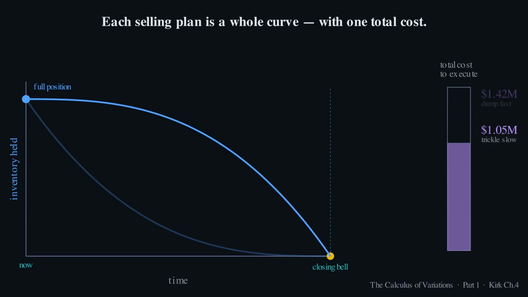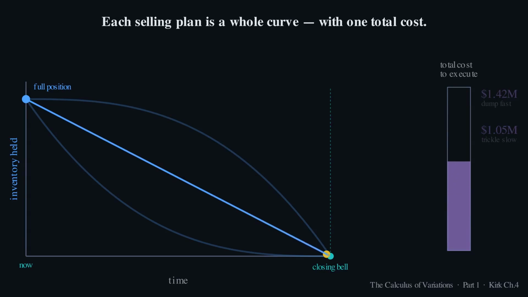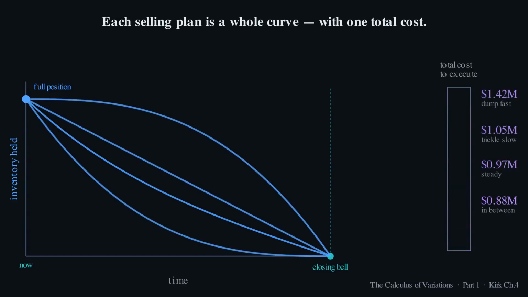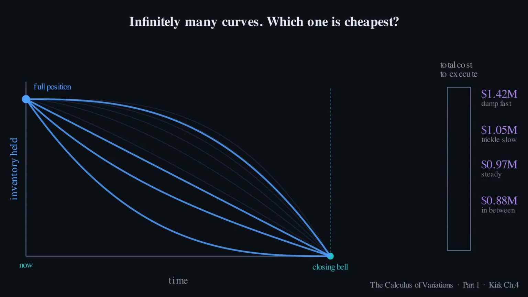Trade too fast and you crush the price against yourself. Too slow and you ride the risk of the market drifting away. The dump-it-all path pays a fortune in market impact. The slow trickle pays in risk, exposed to every twitch of the price for the whole afternoon. And somewhere between those two extremes lies the cheapest path of all.